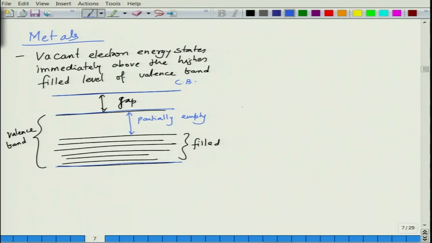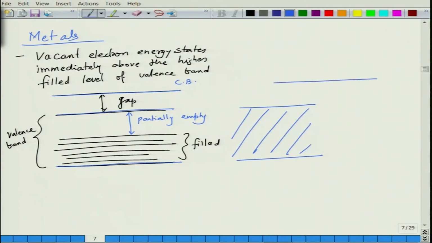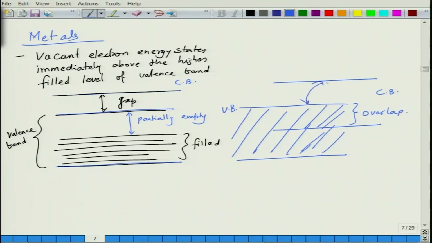Another representation of a metal could be where you have a valence band which is completely filled, but the conduction band may be overlapping. So this is the conduction band, this is the valence band, but you have an overlap between the two. Sorry, let me just draw it differently. So you can see that there is a bit of overlap. So this is the overlap. So it can always see the states here, available states.